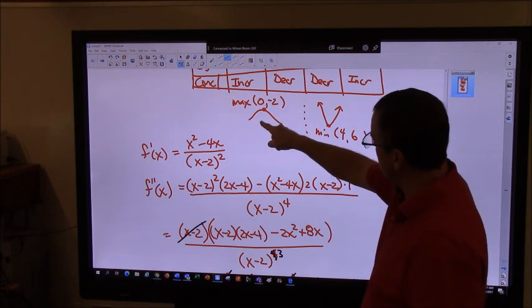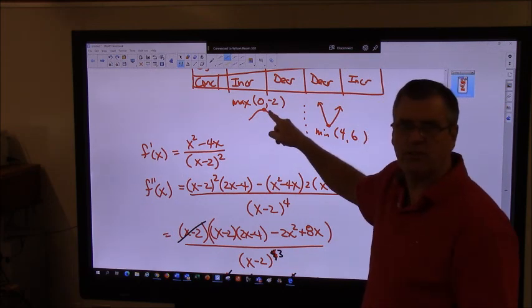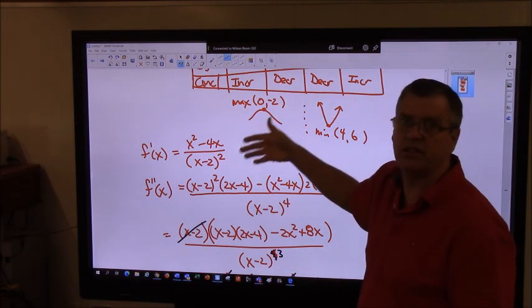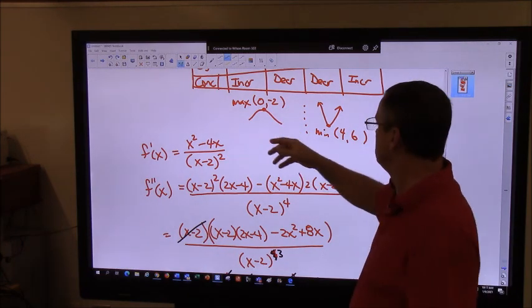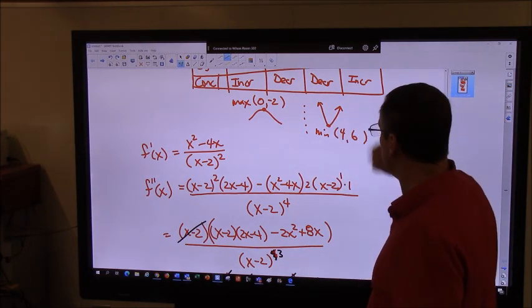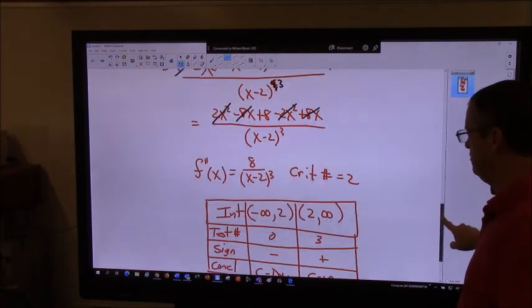Now, the way I drew this, it looks like there might be some points of inflection in there, but that would be wrong because it didn't equal 0. There are no points of inflection. Here I was concave up, which makes sense because I got a relative minimum.